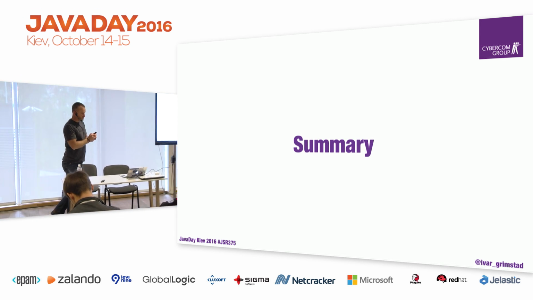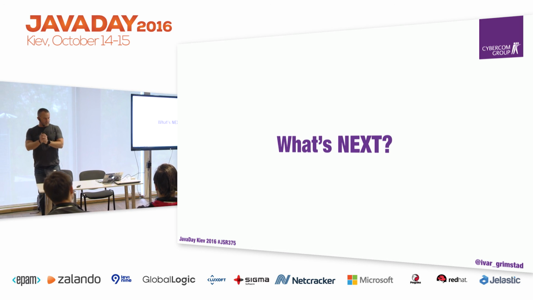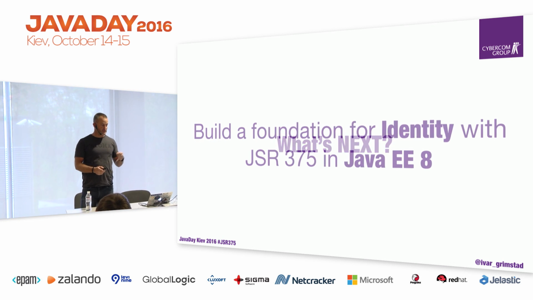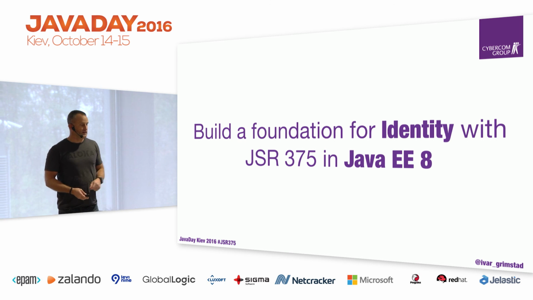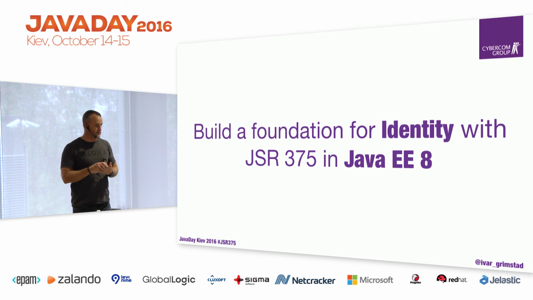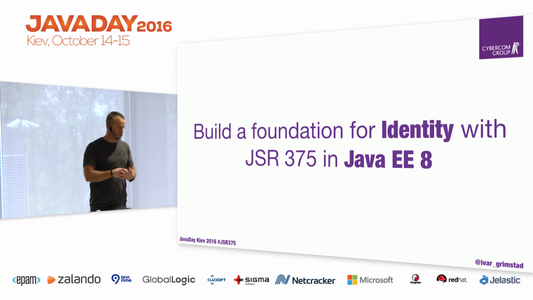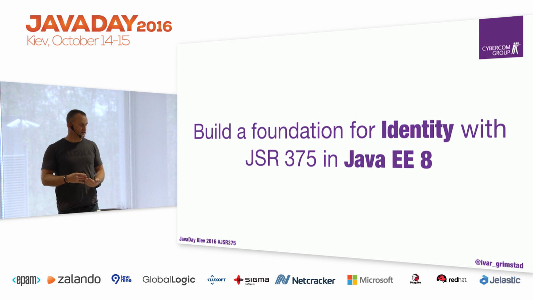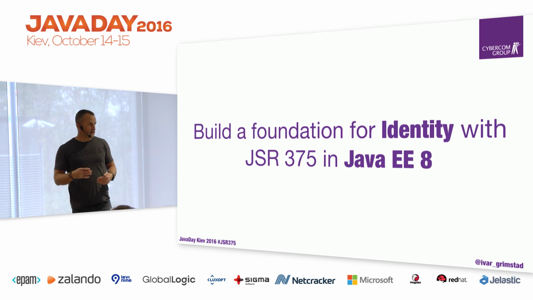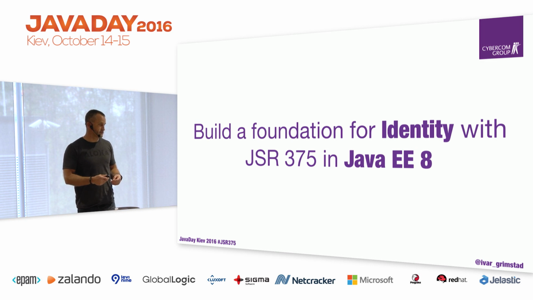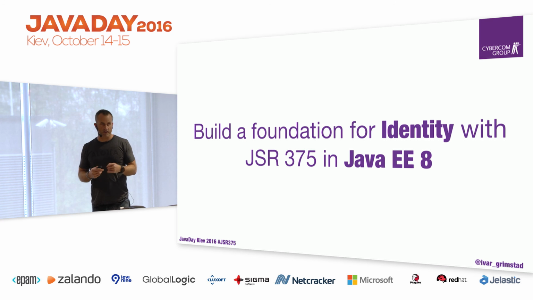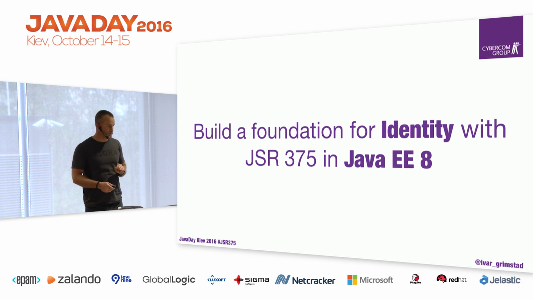So to sum up, what's next for JSR 375? Yeah, the first thing we're going to do is to build a foundation for identity, so we can use it, and this is going to be within Java EE 8. And as you see, we've come pretty far. There is something left to do, and there is a way to go, but we are pretty good on schedule for Java EE 8, which is scheduled for October next year. So we have one year, and we should be able to build a pretty good foundation for identity handling in Java EE by then.